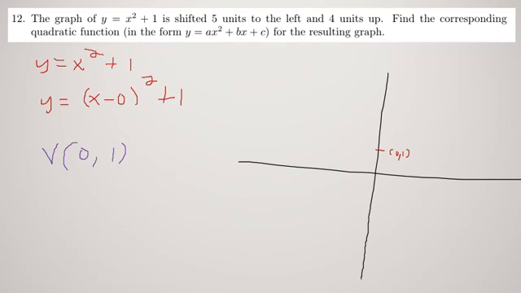Tapos, so, it's facing upward kasi yung a niya is positive. A equals 1, so positive. Ganyan yung parabola. Okay?